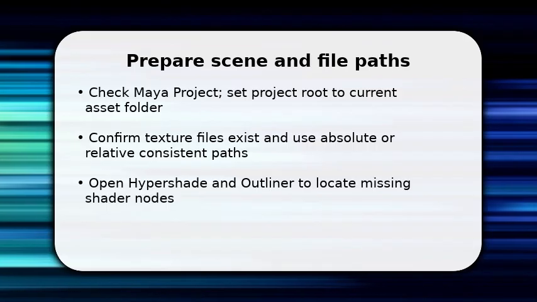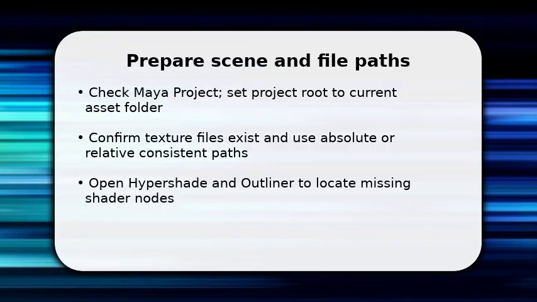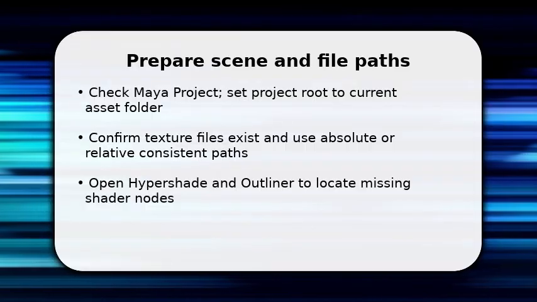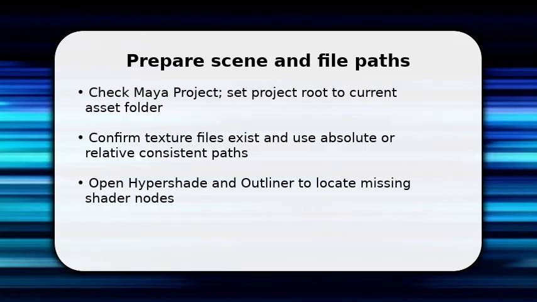Next, verify the actual image files are present where Maya expects them, and then open Hypershade so you can see shader networks. Once done, select an object and inspect the assigned material in Attribute Editor. That reveals whether the file node path is missing or incorrect, which is your first actionable fix.